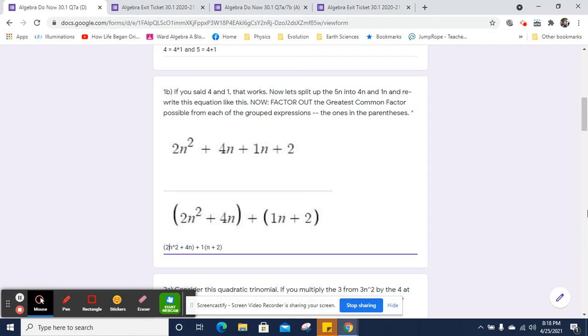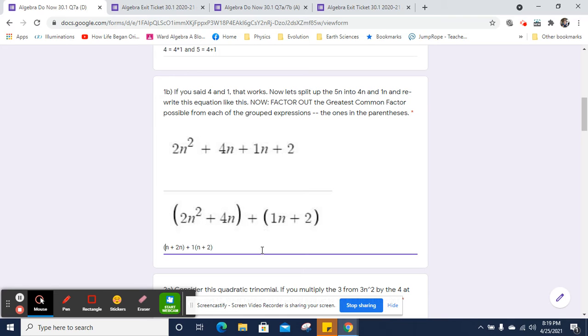However, over here, I can get a 2 out of 2n squared and a 2 out of 4n. So I'll take a 2 out. But then I've got an n squared and an n, so I can take an n out as well. So that becomes just n instead of n squared. And n divided by n is, oh, hang on. I made a mistake. Let me go back for a second so I don't lose you all on this.